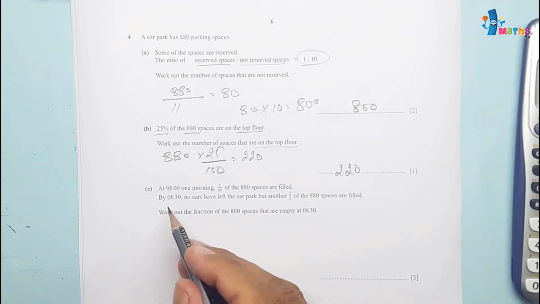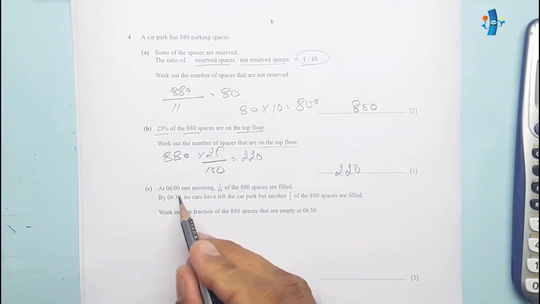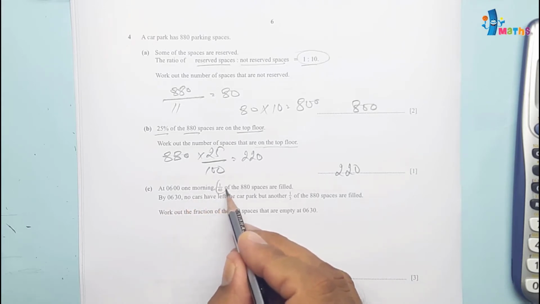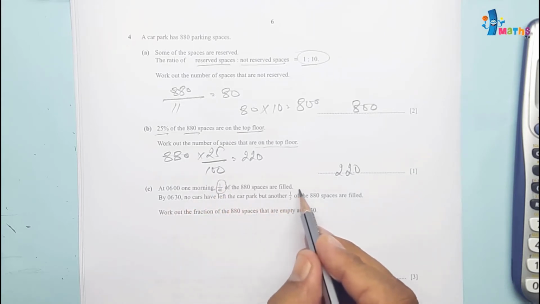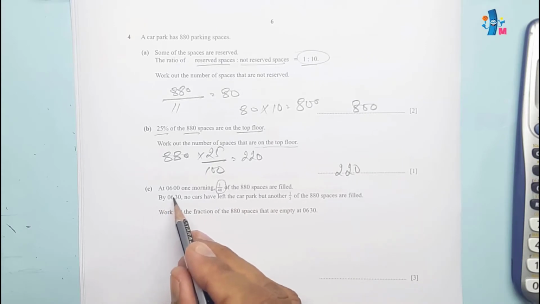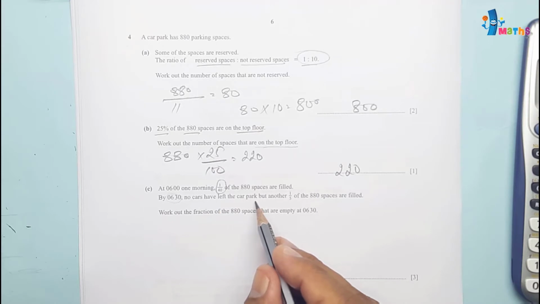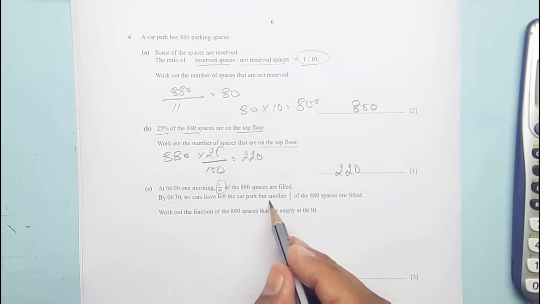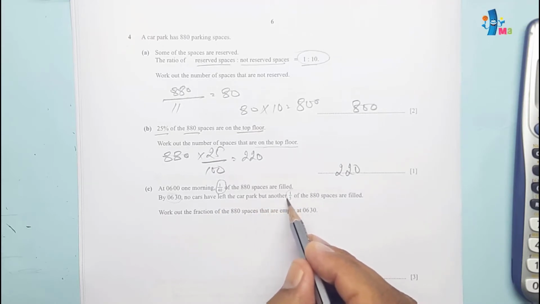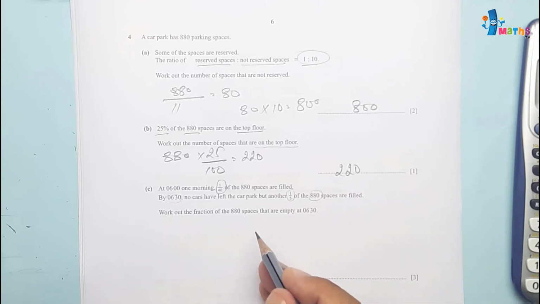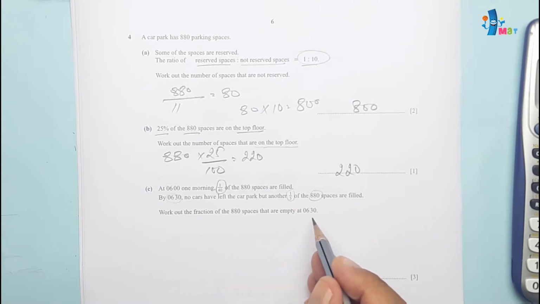Next, at 6 in the morning, 1/40 of the 880 spaces are filled. By 6:30, no cars have left the car park, but another 1 over 5 of the 880 spaces are filled. Work out the fraction of the 880 spaces that are empty at 6:30.